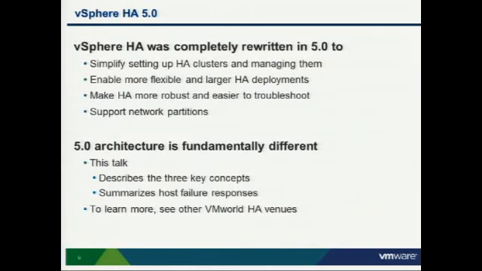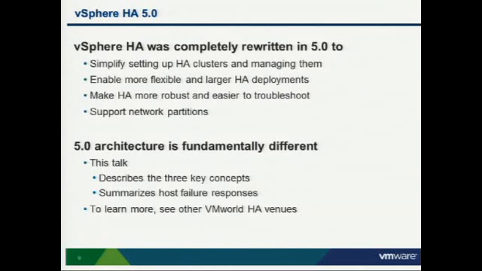The second objective was to enable more flexible and larger deployments. So in 4.1 and earlier releases, we had this notion of HA agent primary role. That primary role imposed a number of restrictions that made it rather challenging to deploy clusters of sizes greater than 8, especially if you're worried about tolerating various hardware failures.